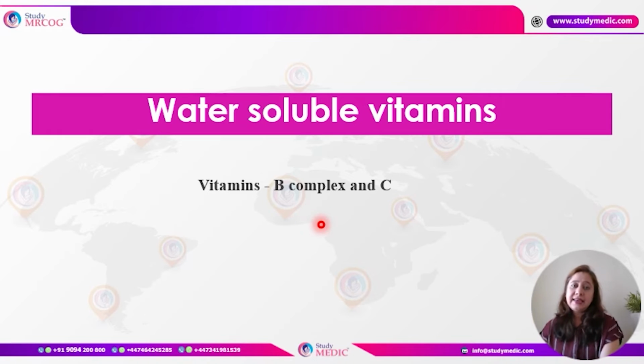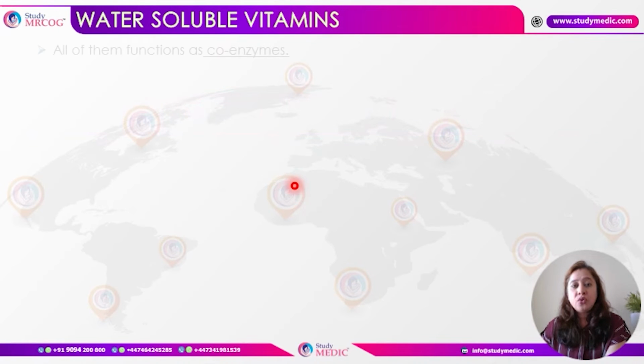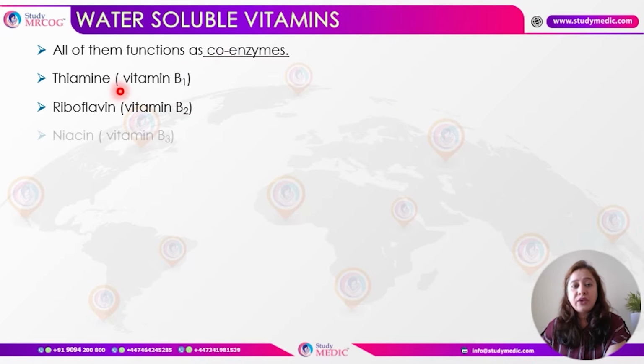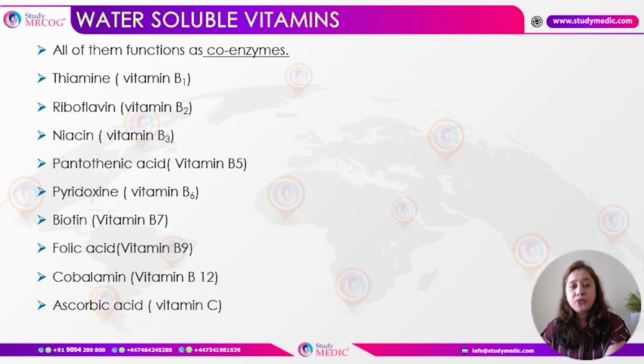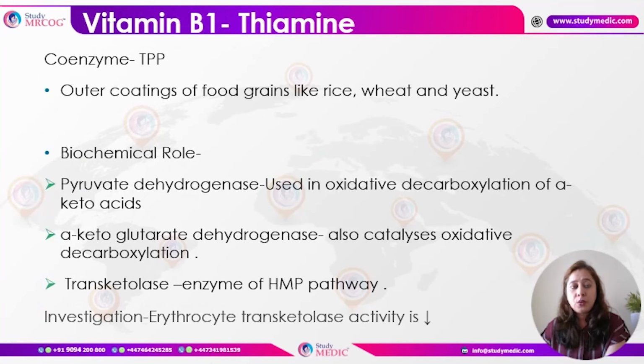Now we'll see about the water soluble vitamins, which is B and C. So water soluble vitamins, there are various forms. We will take one by one the various forms of water soluble vitamin. So first one is B1, thiamine. The coenzyme form is called thiamine pyrophosphate. It is very richly found in the outer coatings of the grains like rice, wheat.